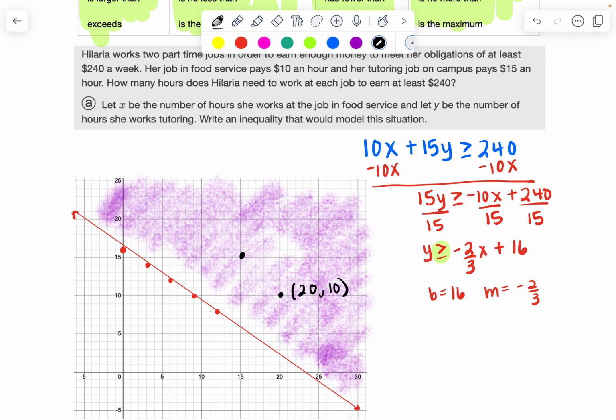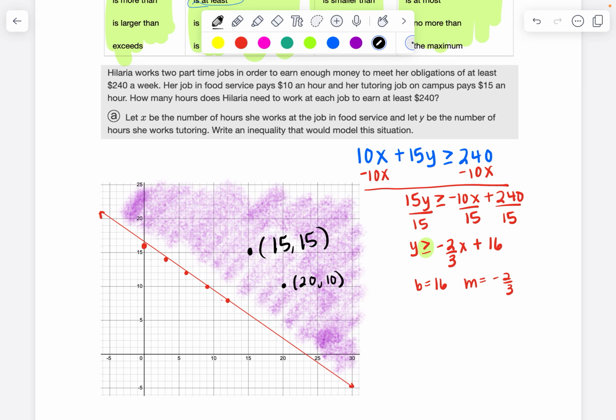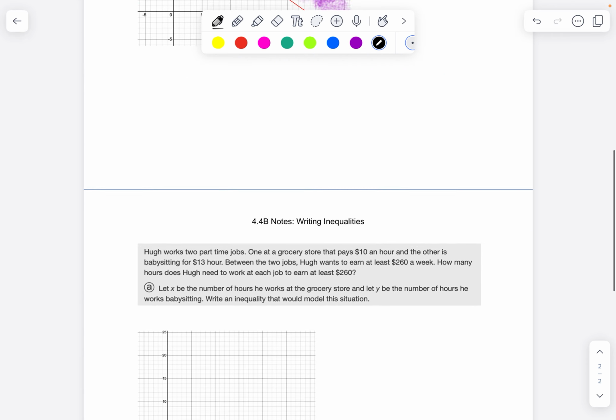If I chose this point right here, 15, 15, she could work 15 hours at both jobs per week and still make at least $240. So anywhere in that shaded region is a combination of hours she could work at each job.